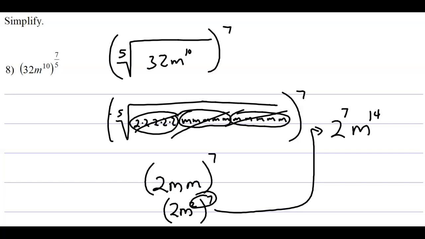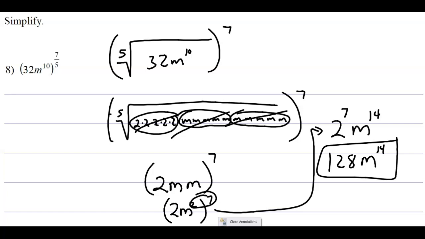Let me do a little mental math here. I know that 2 to the 5th is 32, so 1 more is 64. So it's going to be 128 m to the 14th power. Okay? Let's go ahead and move along here.